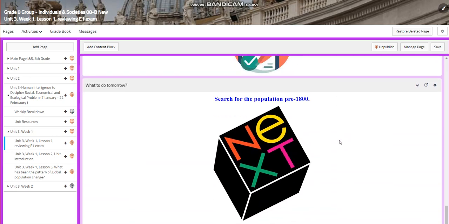You will have a self-assessment, and for what to do tomorrow, you're going to search for the population pre-1800s.